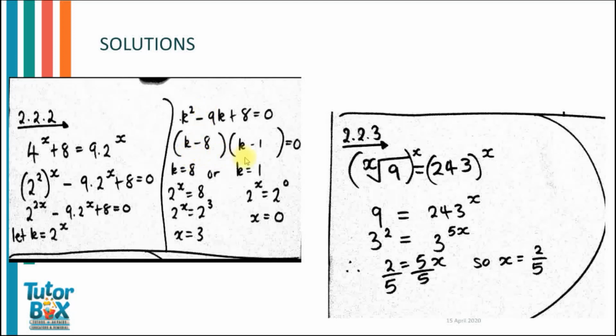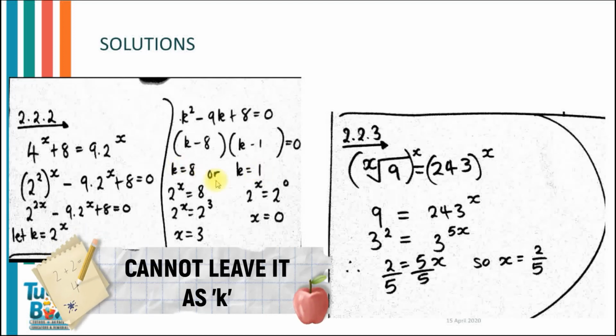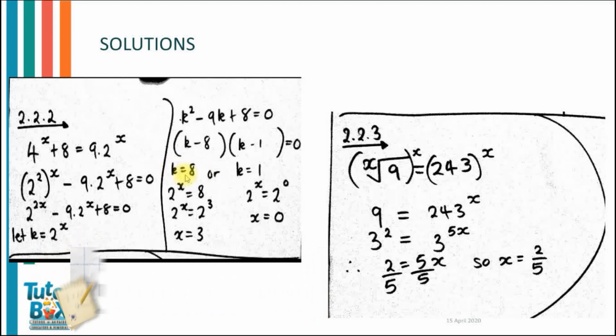So I get k minus 8 and k minus 1 is equal to 0. Therefore k minus 8 is 0, so k is 8, or k minus 1 is 0, so k is 1. Guys, remember, you cannot leave it as k, because they ask you to solve for x. Now this is the example that I was talking about, the one where the solution is in the same base, and then you get your x. Whereas that one had the x being the base, and then you were given exponents.